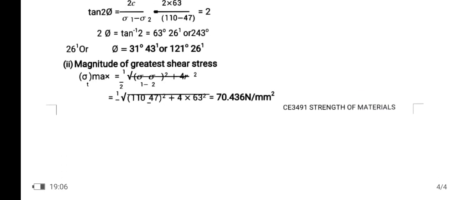Therefore the magnitude of the greatest shear stress, tau maximum, is equal to 1 divided by 2 root of (sigma 1 minus sigma 2) whole square plus 4r square. Therefore the answer is 70.436 N/mm².